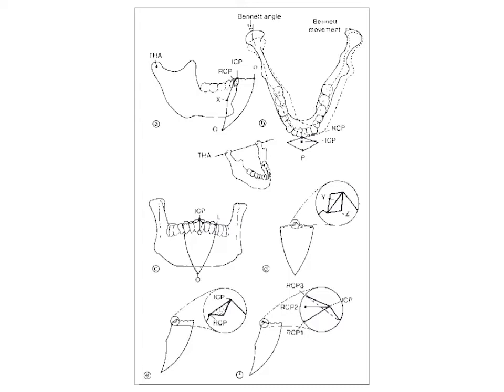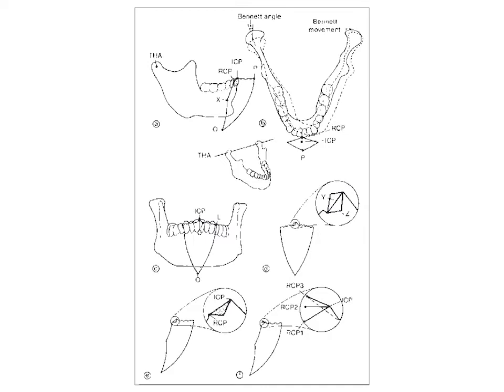In picture B, the view from above showing RCP and ICP. The movements are not a pure arc of a circle because when the mandible moves to the side, the condyle on the working side shifts laterally. This is called the Bennett movement, and the condyle on the non-working side moves forward and medially. This is the Bennett angle.